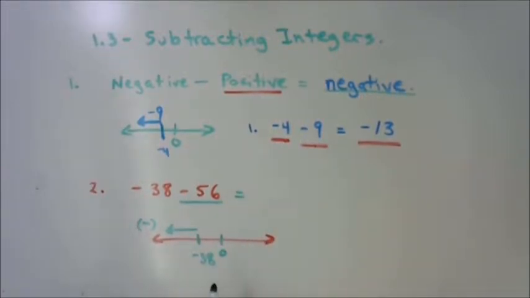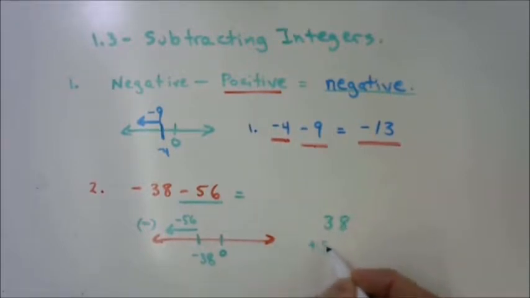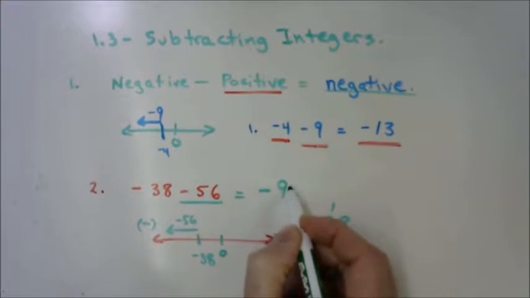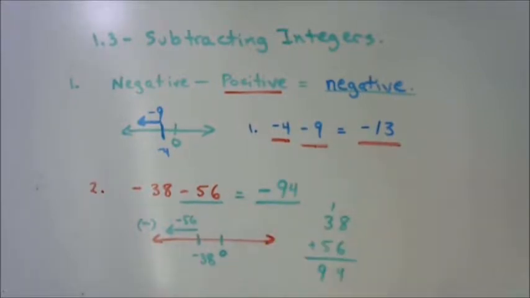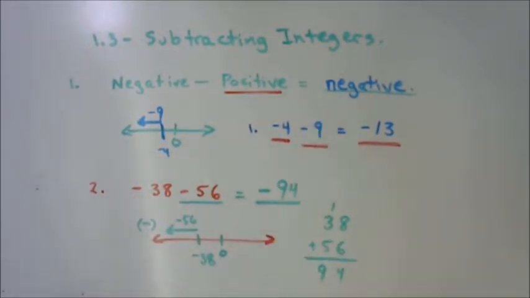And listen to the trick here. Really all we're doing is we're adding 38 and 56. That's how far to the left we're going to be of 0. 38 plus 56 is 94. And it's going to be positive or negative? Negative. Negative 94. So we're adding, but it's always going to be a negative answer. Go ahead and try number 3 on your own and check the board when you're done.